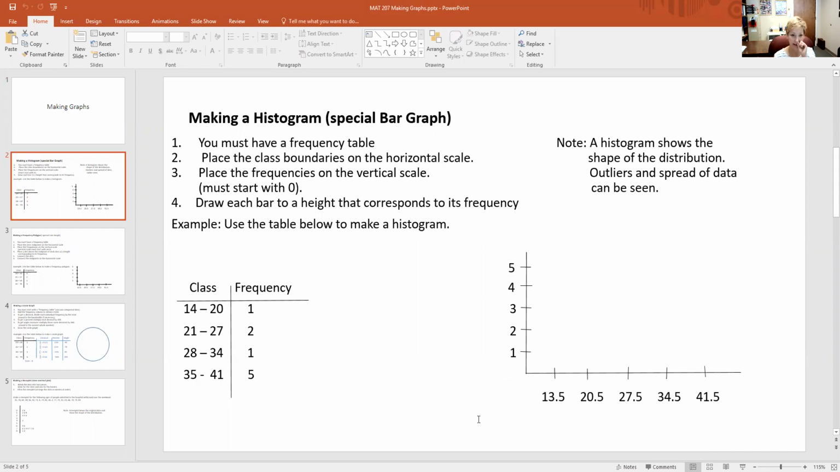I'm not going to say x-axis and y-axis because that implies something that's not true with numbers, okay? You can even have negative numbers right here, and if you were doing x-axis and y-axis, you couldn't have negative numbers in quadrant 1. So that's why I just say horizontal scale and vertical scale. You've got to put the class boundaries on the horizontal scale. Remember, you can go back to your other video and double check how to do that if you don't remember.